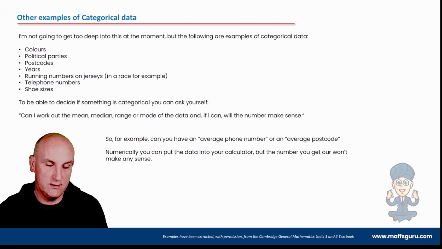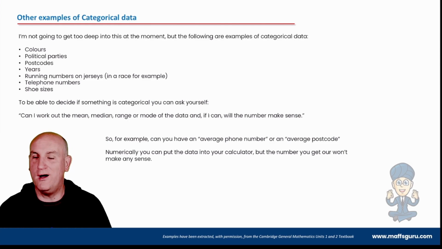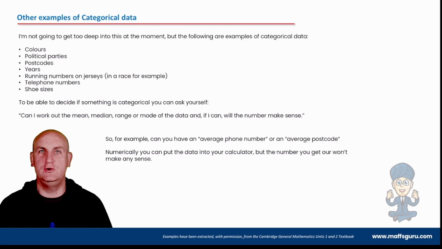There are some tricks here though. So, colours. We can't place colours in an order. Political parties, we can't place those in an order. Now, postcodes, huge trick. You're going to say, hold on a minute, postcodes have numbers. They do have numbers, but there is absolutely no order to them whatsoever. And, believe it or not, I can't have an average postcode.